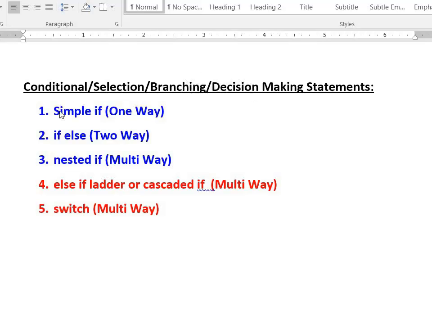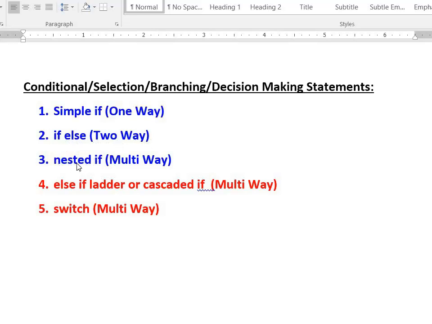Already I taught you what is simple if. Simple if was one of the one-way decision making statements available in C language. Only if the given condition is true, then only it executes the true block of statements, otherwise no. That is what the simple if is. If else was a two-way decision making statement. That means one of the two will be executed. We have two choices. True block statements will be there as well as false block statements. If the given condition is true, the true block is going to work, otherwise the false block is going to work. That is what if else we studied.